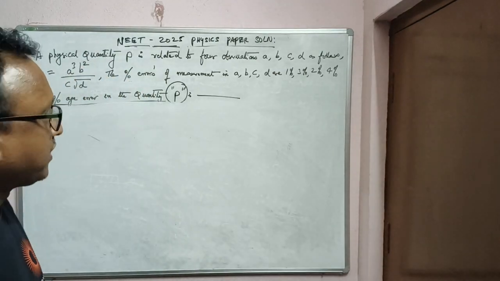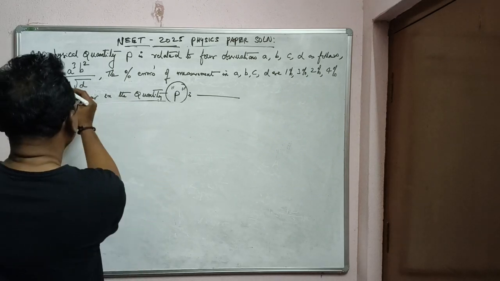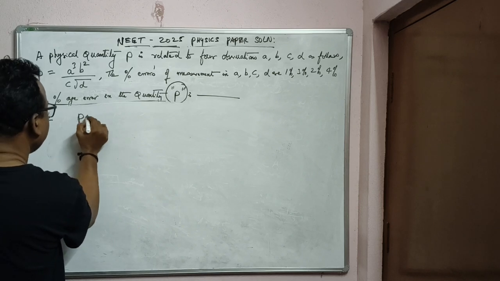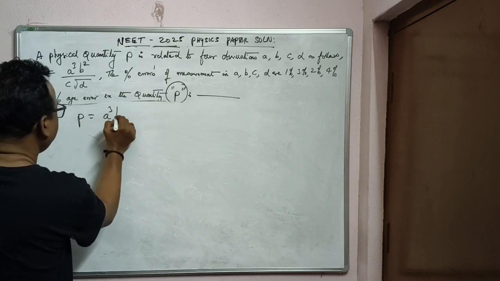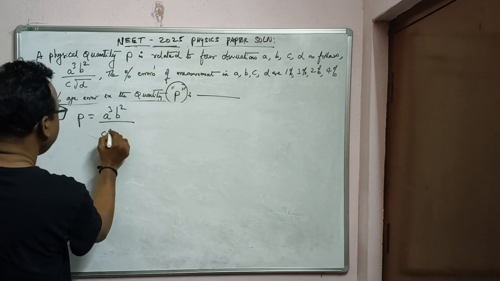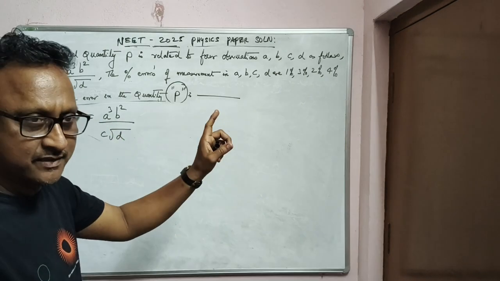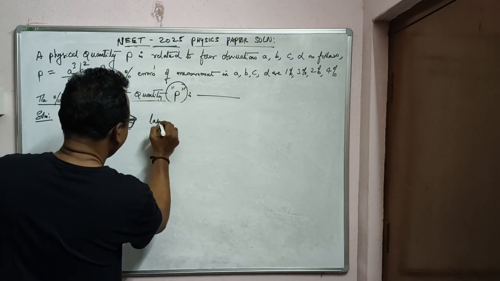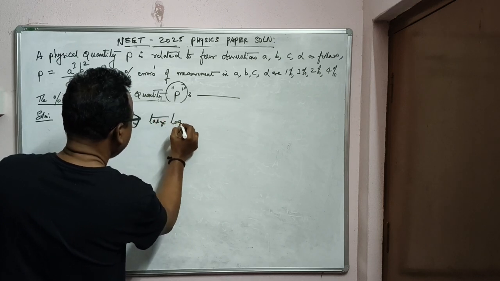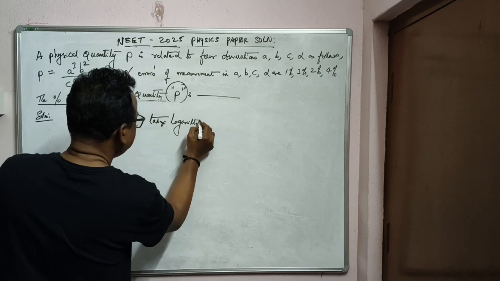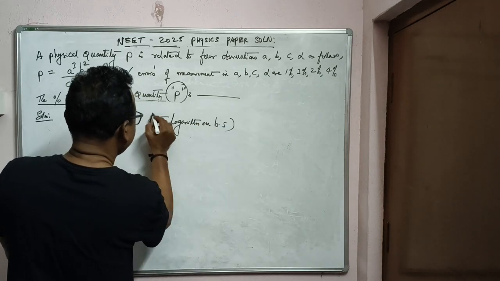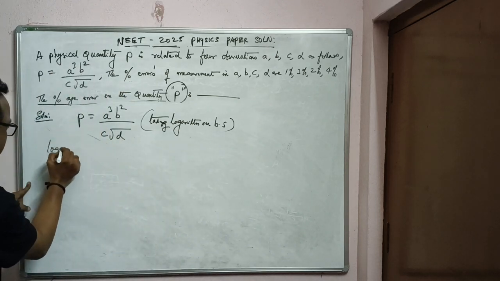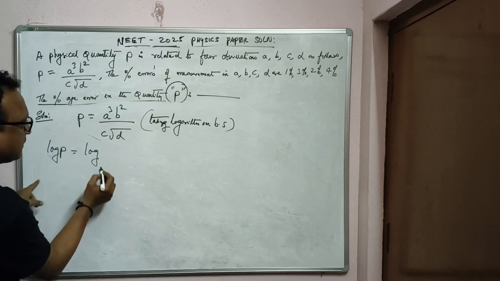Such problems, if you want to solve, you have to go very mathematically. Solution, given: P is equal to a cube b square by c root d. In general, this problem you have to do by the logarithm method. Logarithm means taking log on both sides. So when you take logarithms on both sides, log P is equal to log of, this is the original method.